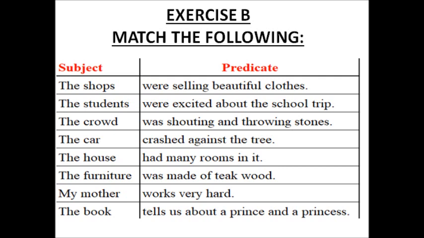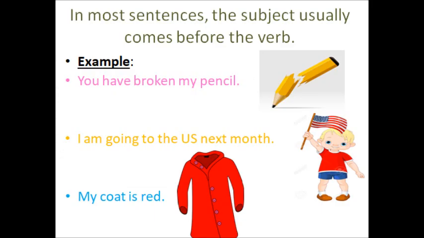Now children, let's read what is given on page number 8. In most sentences, the subject usually comes before the verb. For example, you have broken my pencil. I am going to the US next month. My coat is red. So children, this is very simple to understand. It simply means that in most sentences, the subject usually comes before the verb.